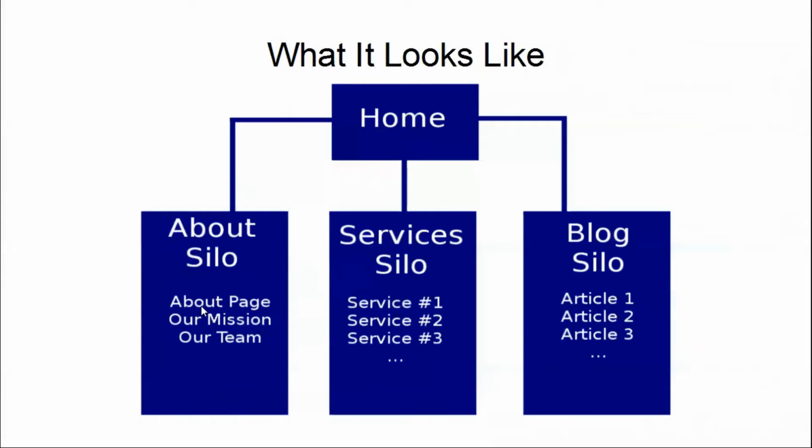In your about silo, you might have at the parent an about page, and then your mission, your team, core values, and other things that are descriptive about who your company is. For services, you'd have at the top a summary page of all your services, and below that, each individual service would have its own page. Same thing for blog: you have your index of all your articles, and then underneath that, each individual article.